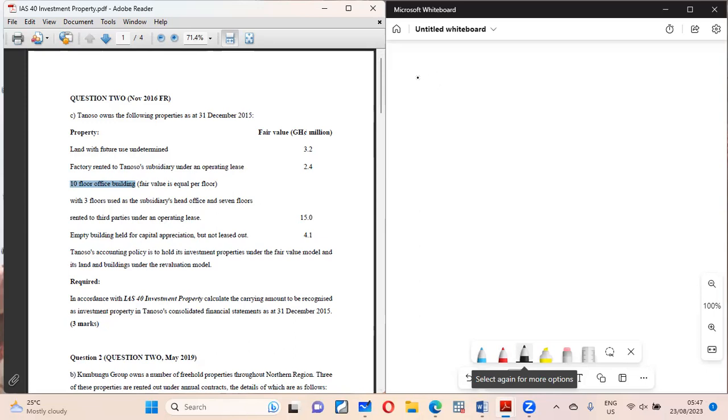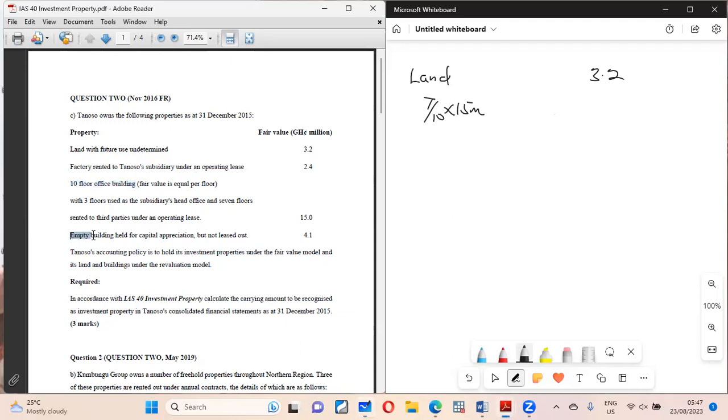So already we have the land, which is 3.2. This one we need to proportionate. So how many floors is used as an IP? If it is 10 floors, then 3 is used by them as head office. Then the 7 that is rented out to a third party under operating lease will be 7/10 times 15. So how much will you get for that? Then we put that down.